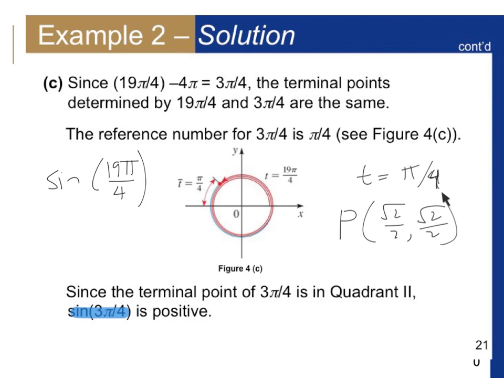And remember, for t equals pi over 4, our terminal point is square root of 2 over 2, square root of 2 over 2. Okay? And we want to look at the sign. So we're going to look at the y. Okay. But the y doesn't change. The y is still positive. So that would just be square root of 2 over 2. Okay. So the sine of 19 pi over 4 would just be the y there, square root of 2 over 2. The sign does not change, right? Because y is positive there.